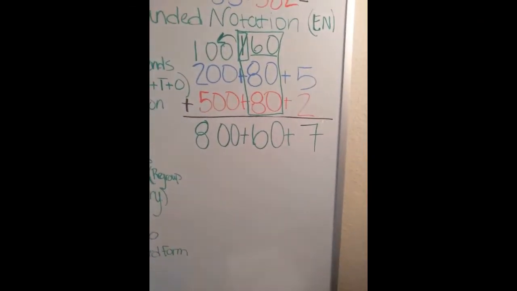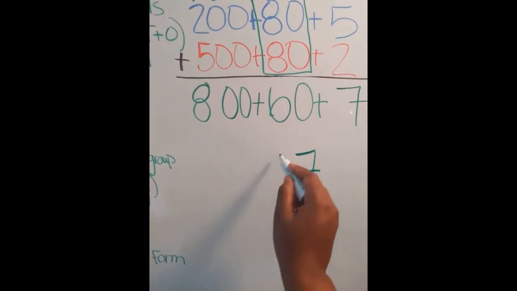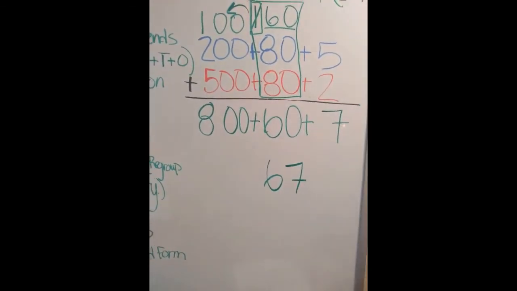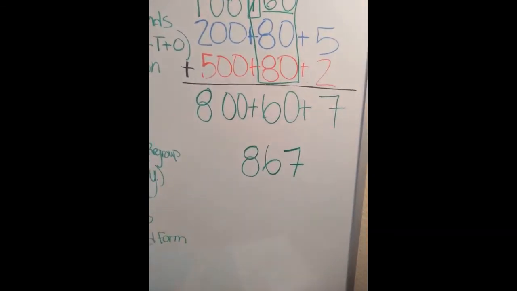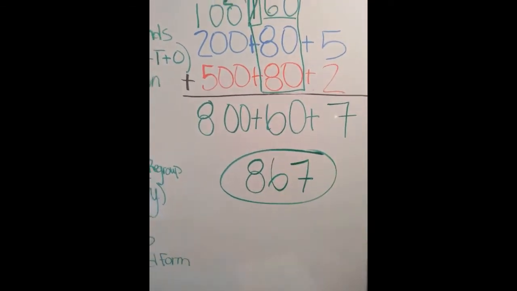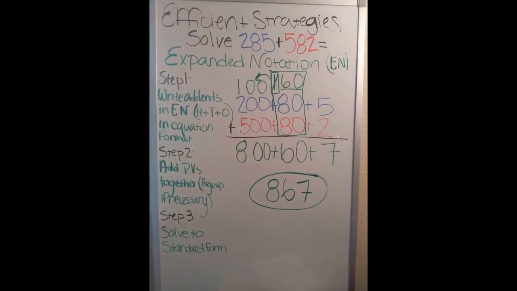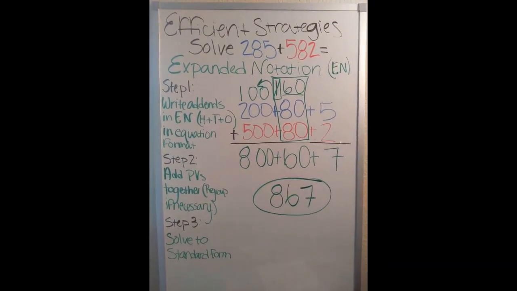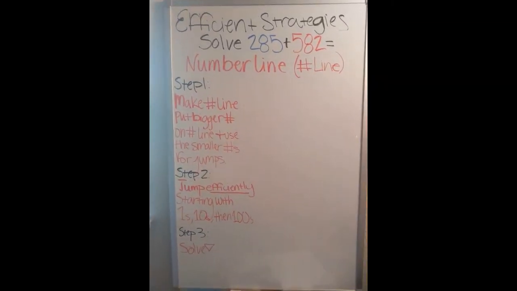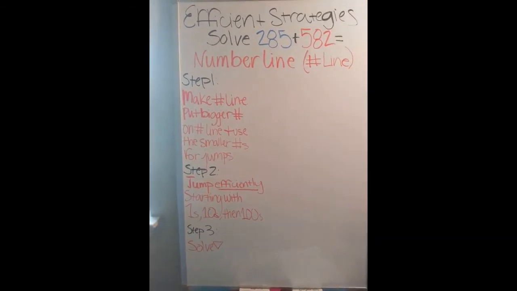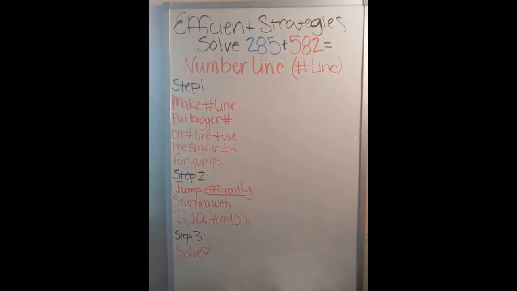Right now, this number is in expanded notation, and we want to write it in standard form. So we write the ones number in the ones place value, the 60 in the tens place value as a 6, and then we write the hundreds as an 8 in the hundreds place value. And we should get 867. You guys go ahead and check that answer and make sure we got it correct from our flat 6 and dots. For our last efficient strategy, we're going to use a number line. We're going to follow 3 simple steps to solving with our number line strategy efficiently.